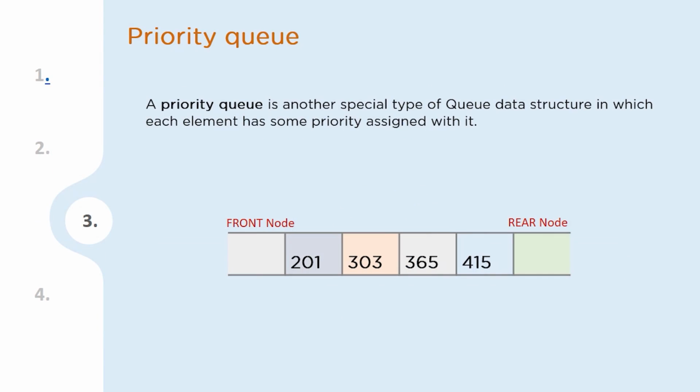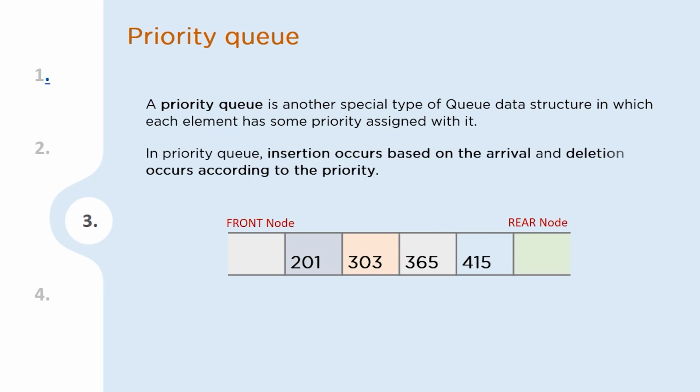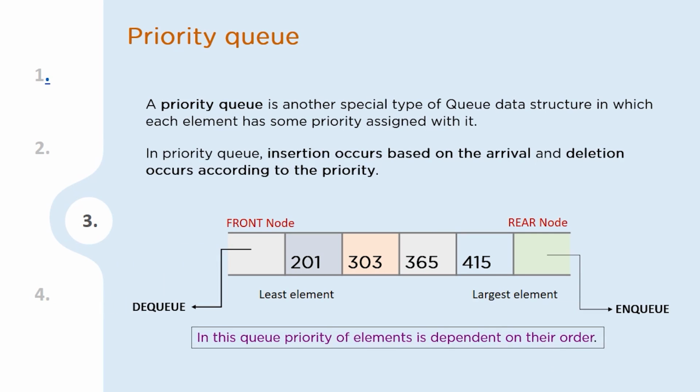A priority queue is another special type of queue data structure in which each element has some priority assigned with it. Based on the priority of each element, the elements are arranged in a priority queue. If the elements occur with the same priority, then they are served according to the first-in, first-out principle. In the priority queue, the insertion occurs based on the arrival, while the deletion occurs based on the priority. The above figure shows that the highest priority element comes first, and the elements of the same priority are arranged based on the first-in, first-out structure.